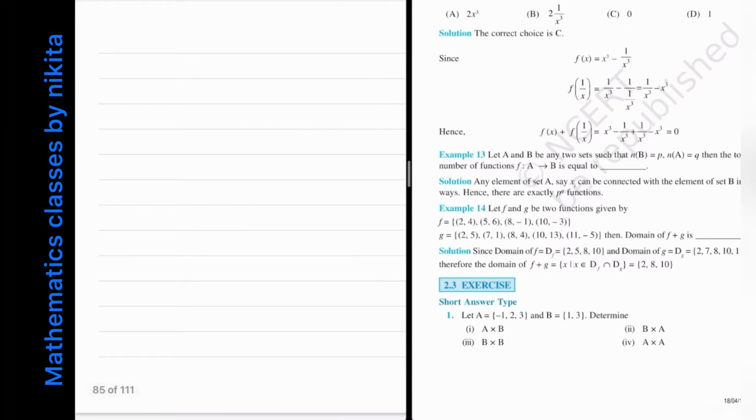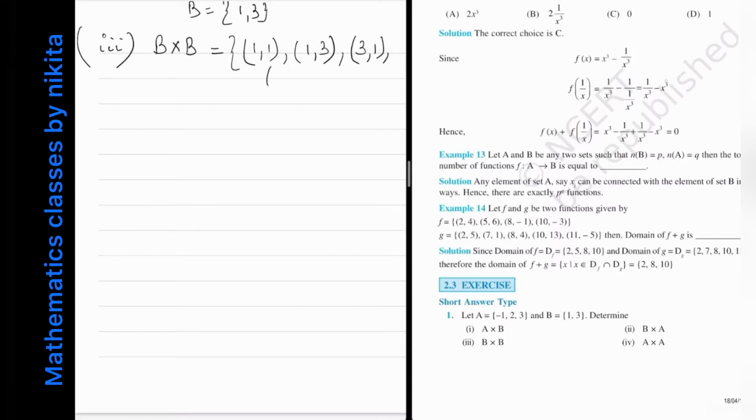Now in the third part we have to find B cross B. B was equal to {1, 3}. Now see that B has 2 elements, so the number of elements in B cross B will be 4, 2 into 2. In each ordered pair the first element is coming from B as well as the second element is coming from B. Therefore B cross B will be (1, 1), (1, 3), (3, 1) and (3, 3). So this is how we find B cross B. You can see that it has 4 elements.